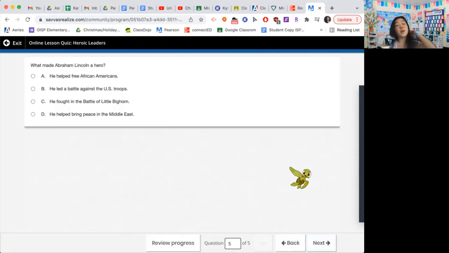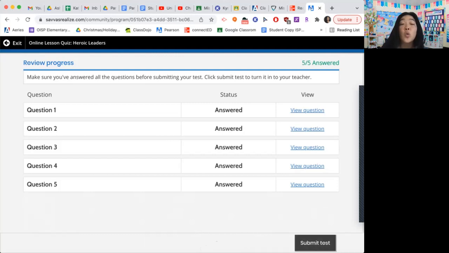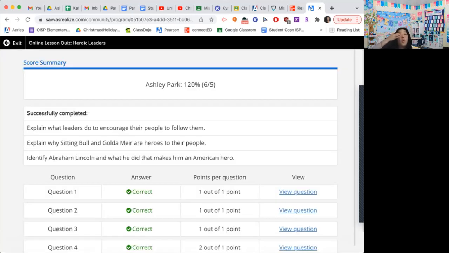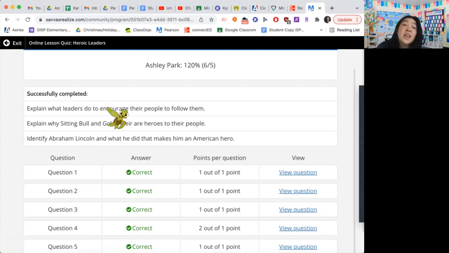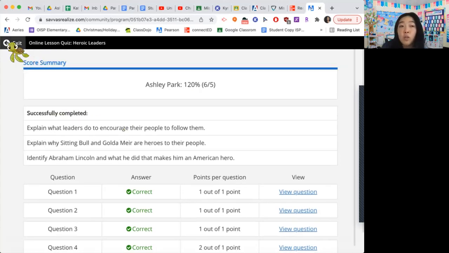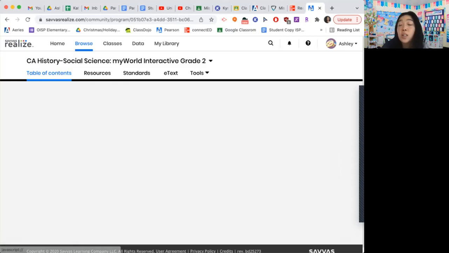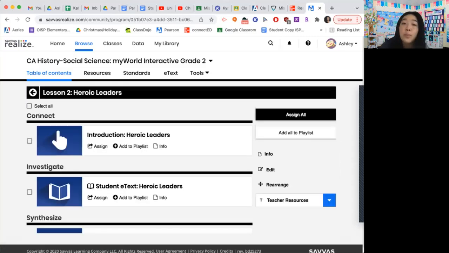Let's see, last one. What made Abraham Lincoln a hero? He helped free African Americans. He led a battle against the US troops. He fought in the Battle of Little Bighorn. He helped bring peace in the Middle East. Very good. He helped free African Americans. Thank you to everyone who is participating in the chat. Wow, look at that. Again, you guys get 2 points. So on question number 4, if you get that right, you can get a score of 120%.